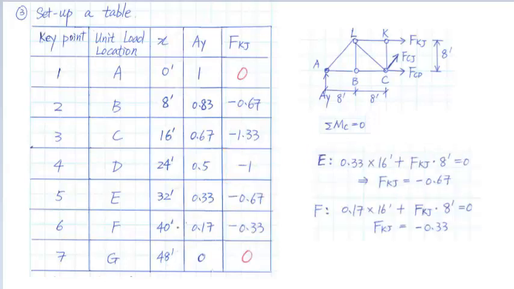Similarly, we move the unit load to the point E, the point F, and support G. Use the method of sections and sum the moment at point C and get the forces in the member Kj equal to negative 0.67, negative 0.33, and 0, respectively. Then input the corresponding values in the table.